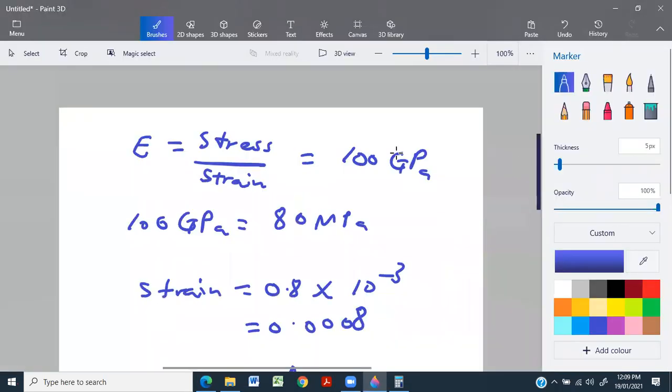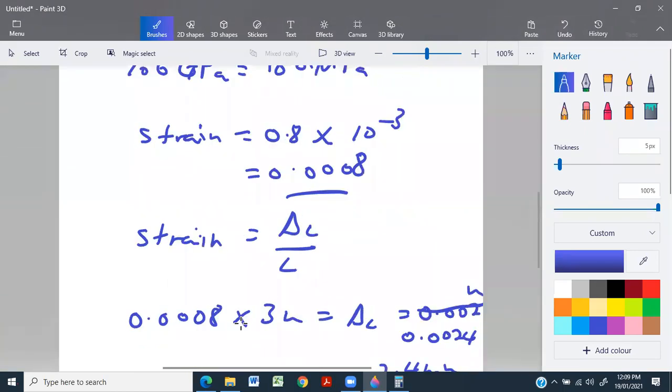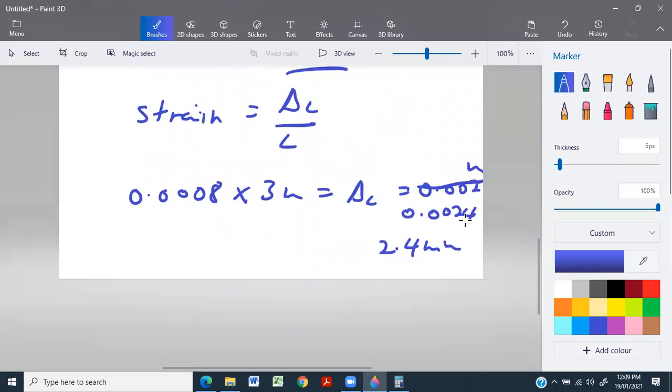Okay, so this is the working for stress and strain. It's pretty quick, right? This is stress, this is strain. You divide by 100, so that's like 0.8 times 10 to the minus 3, because mega is minus 3, right? You divide it by the 3, so that's 0.00 times 3, it's 24, so 0.0024 meters. Then multiply by 1,000 to get millimeters. Boom. Work the whole question in your head.